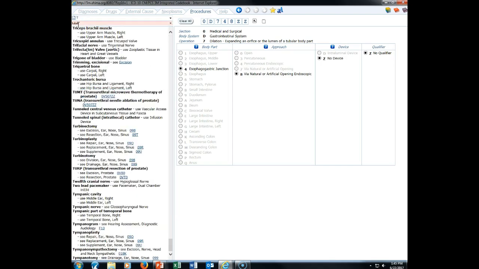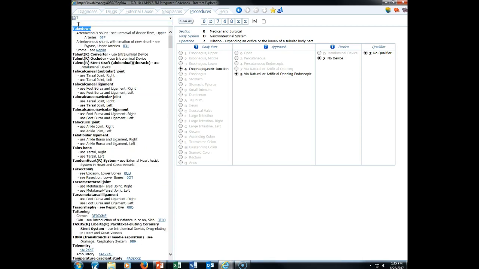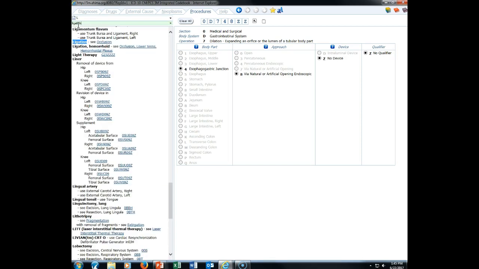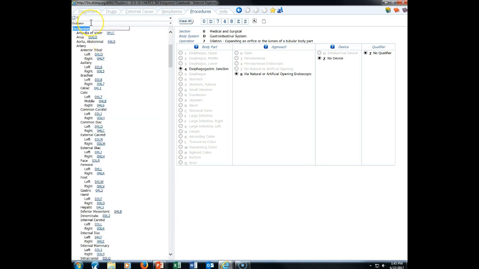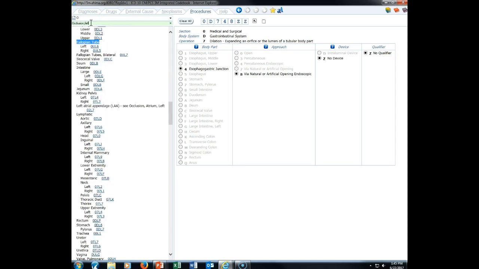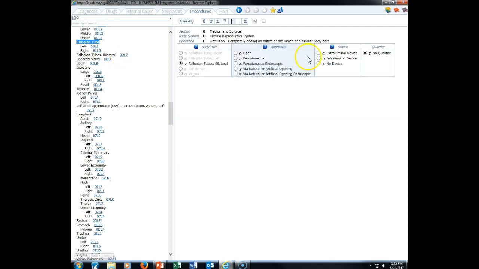There's not an entry for tubal ligation, so we'll look up ligation, and it tells us to see occlusion, and we can put fallopian tube, and you can see that there's a code for the right, a code for the left, and then a code for bilateral. There are some situations where women have had a fallopian tube removed for whatever reason, and they may only have one functioning fallopian tube, but if they have both fallopian tubes and it's a tubal ligation, it is definitely going to be fallopian tubes bilateral.